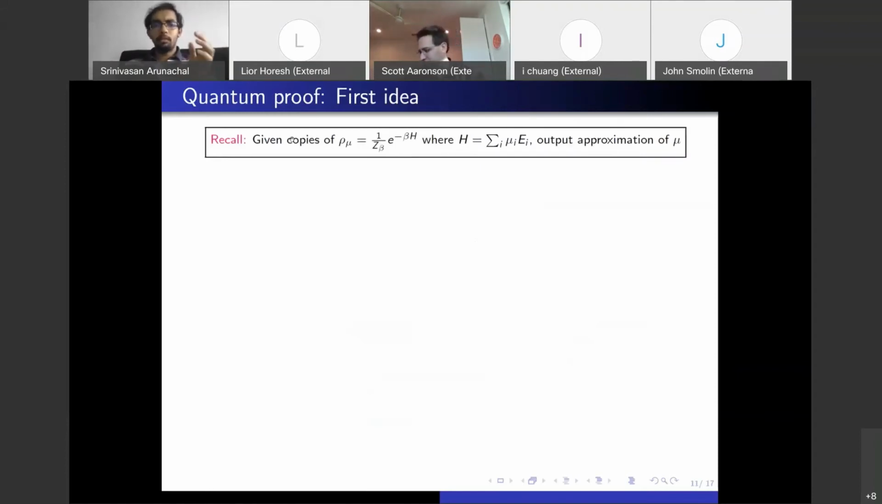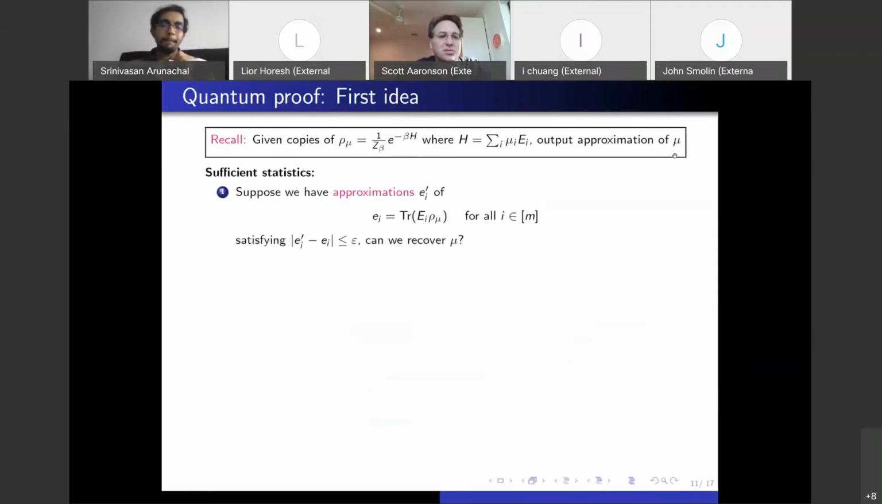So for the entire talk, I'm going to keep this running box: given copies of a Gibbs state, and the Hamiltonian has this decomposition, your goal is to learn this interaction strength mu. So you can just keep recalling this. Right, and the first idea that we have is this idea of sufficient statistics that is actually used a lot in machine learning. And the point is the following.